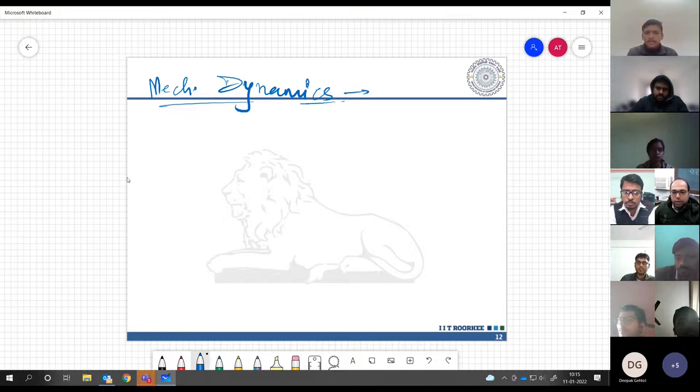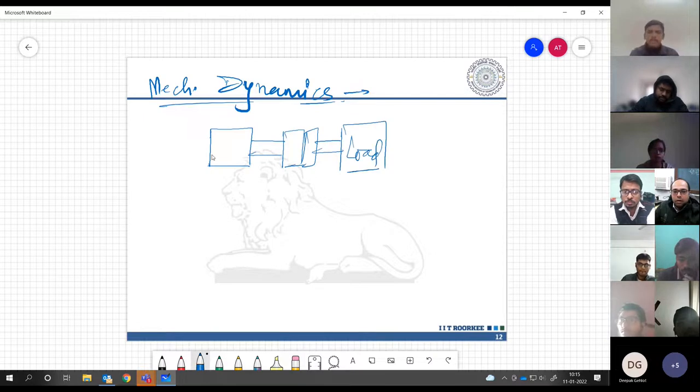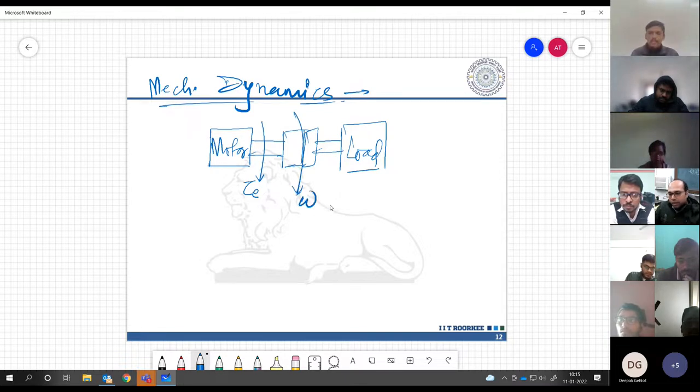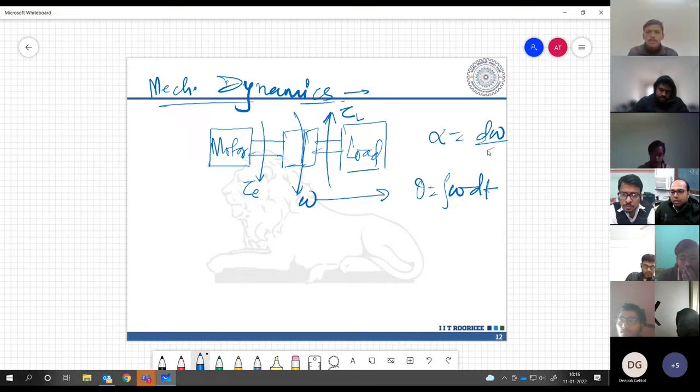So different components, when you see that a motor is connected to some load, what all quantities are being involved in the mechanical dynamics. So definitely there is some motor torque, there is some rotational speed omega, and then some load torque, isn't it? These three quantities are there. Maybe if you say position or acceleration, these are all related to omega. Position is nothing but the integral of this speed, and acceleration is nothing but its derivative.